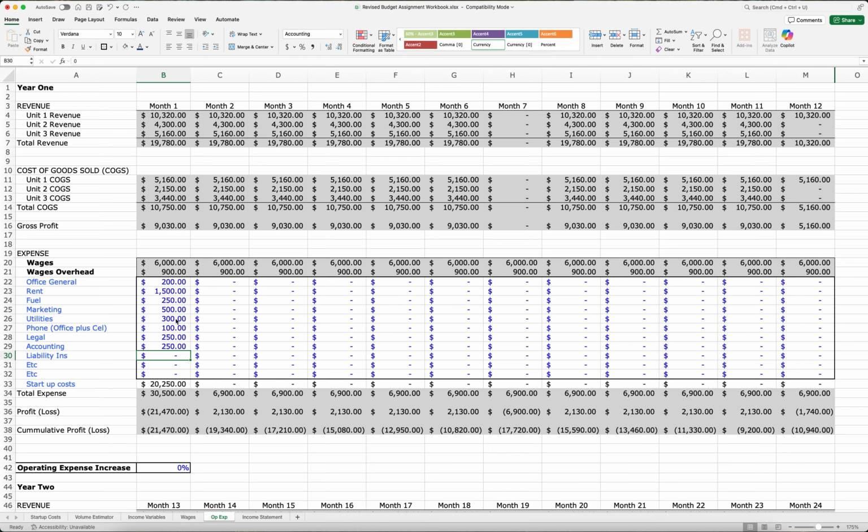It's just not. Liability insurance, let's assume it's going to be a couple hundred dollars a month. It might be a little bit less, we'll have to see. What are some of the other miscellaneous expenses? And then once again, you've got to fill in all these numbers.